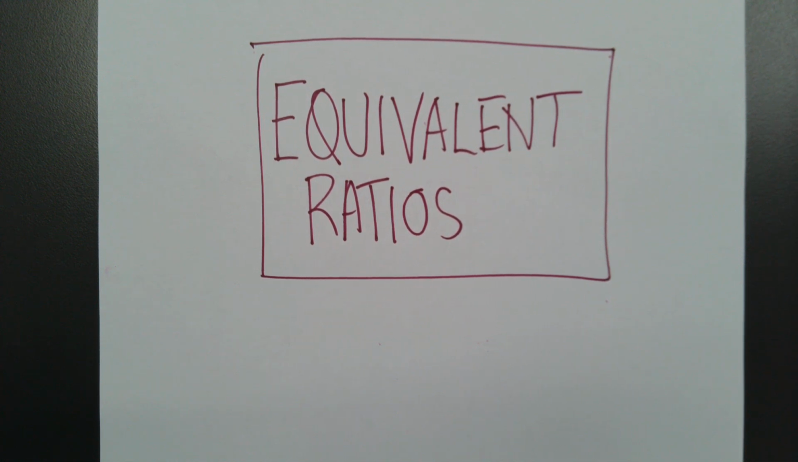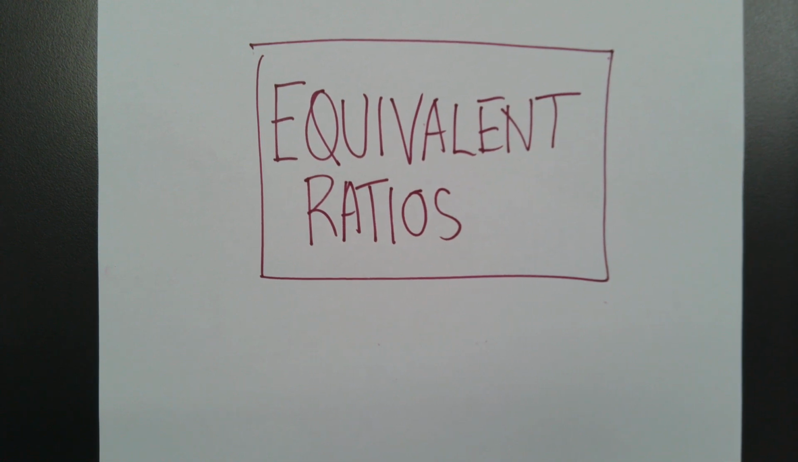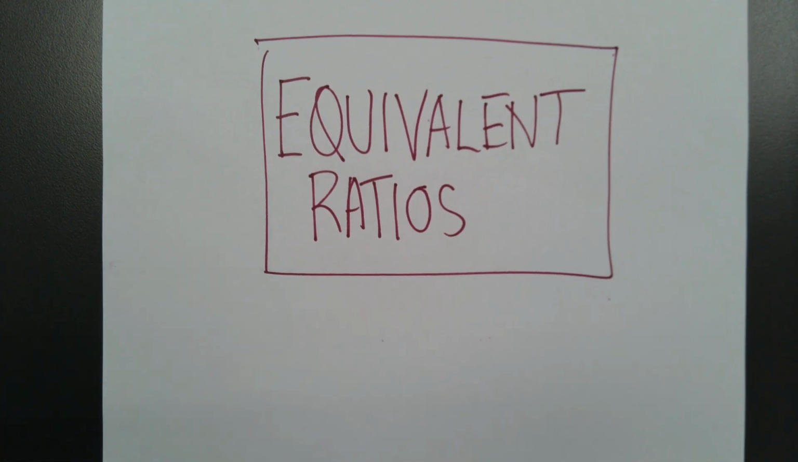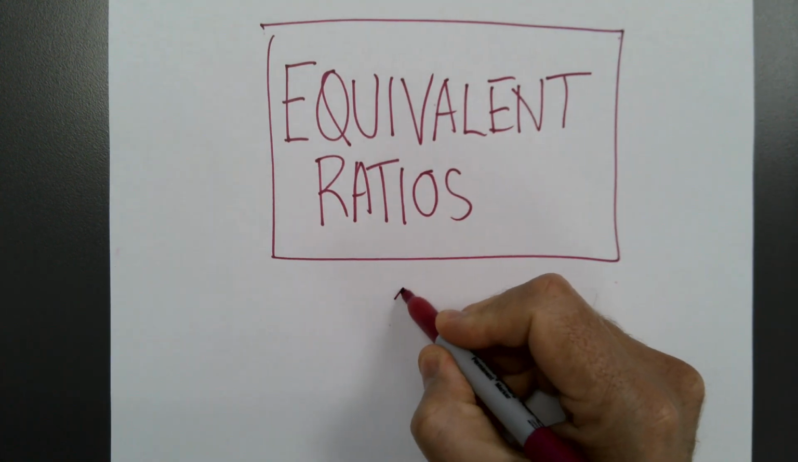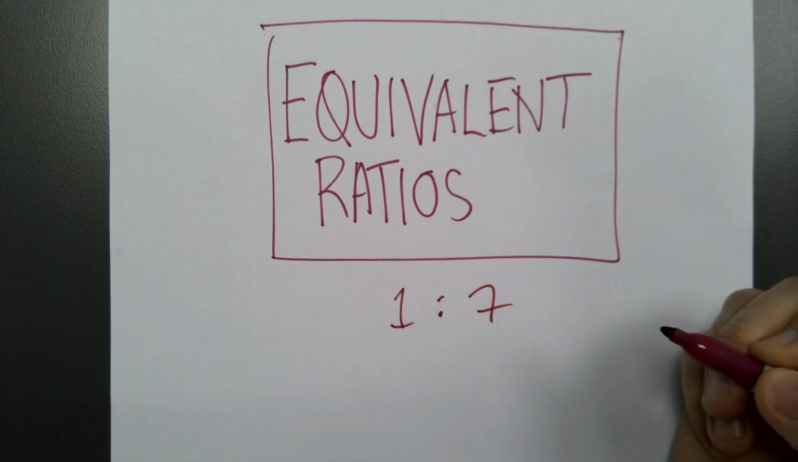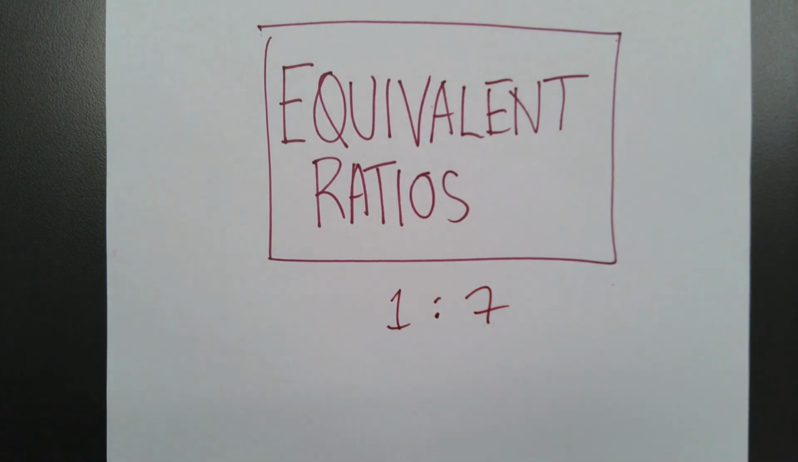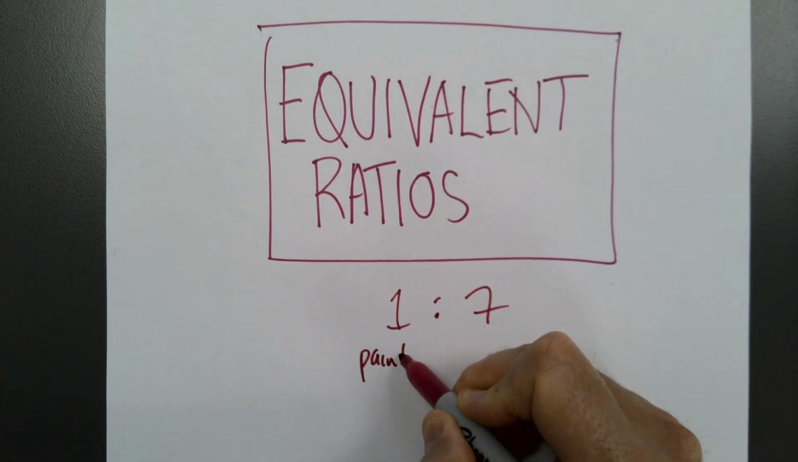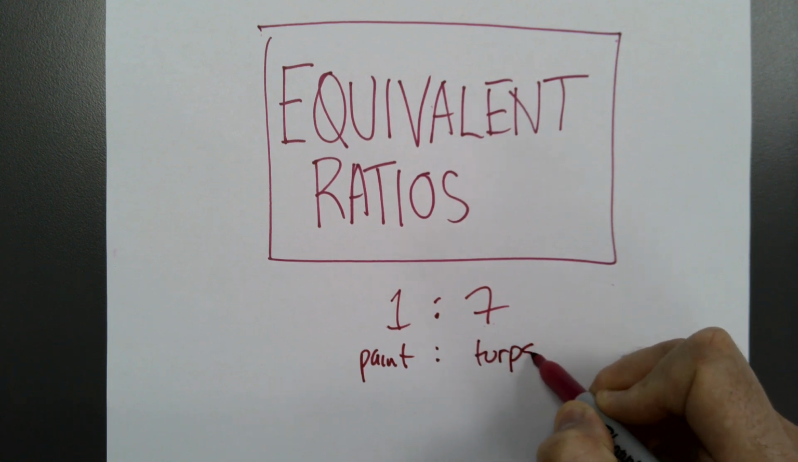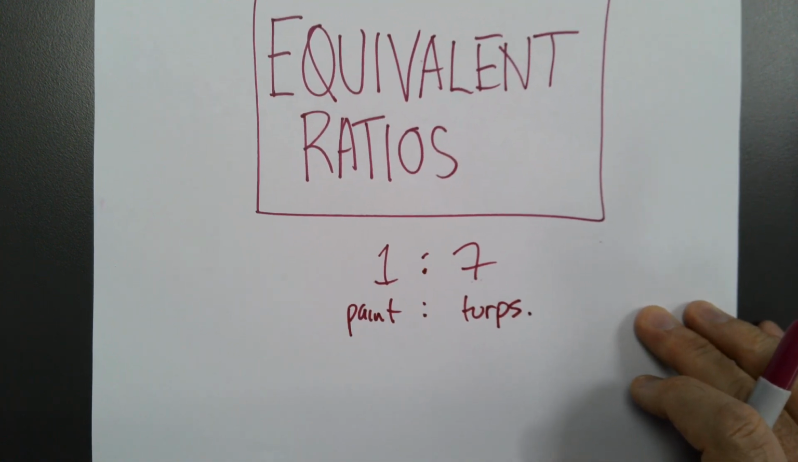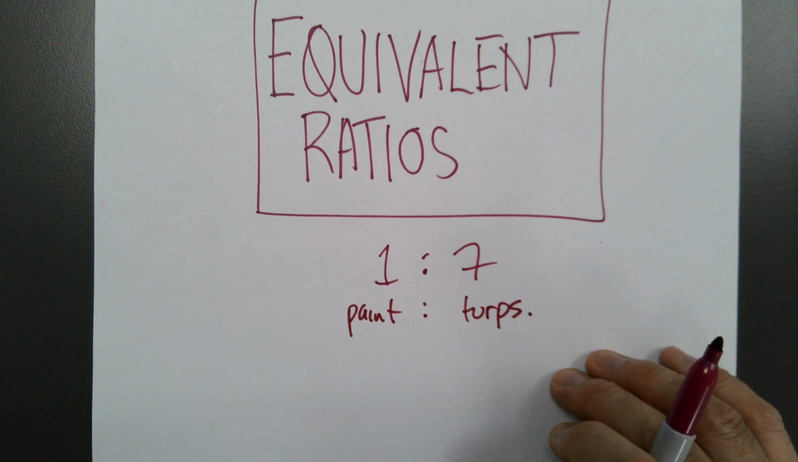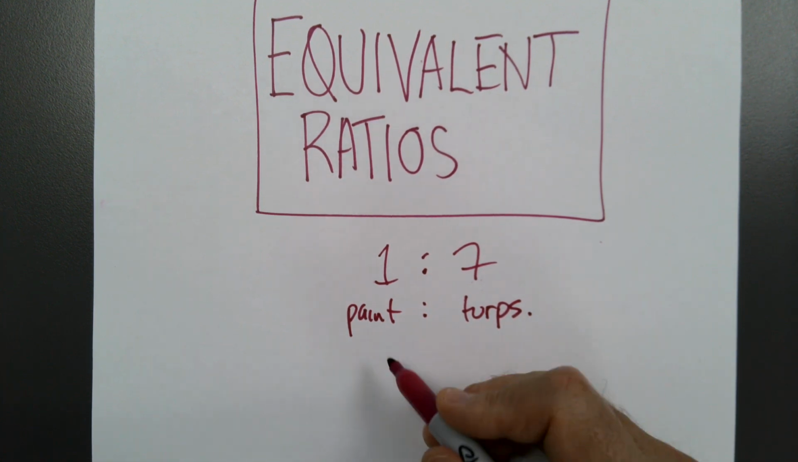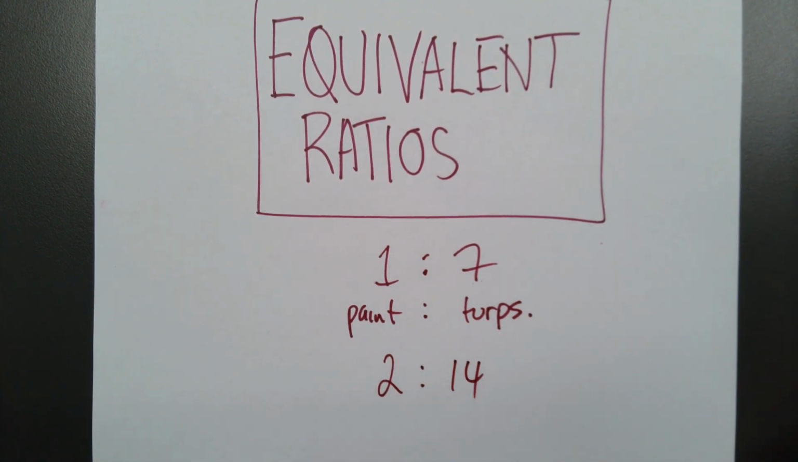Okay, so we're talking about equivalent ratios now, which is a similar concept to simplifying, but slightly different. If you have a ratio, let's say 1:7, paint is to turps, that's how you're supposed to dilute something. You would get the same kind of mix if you went 2:14.